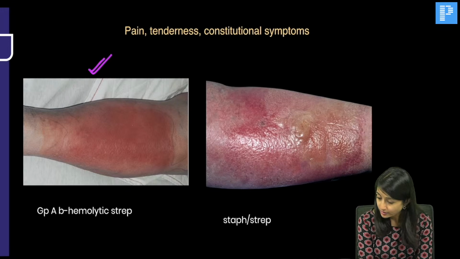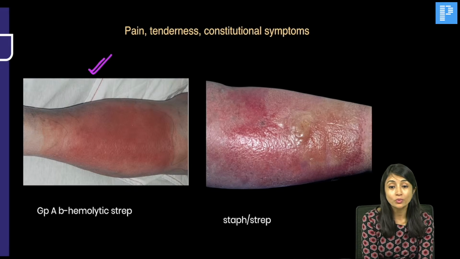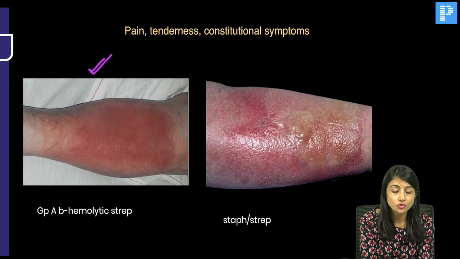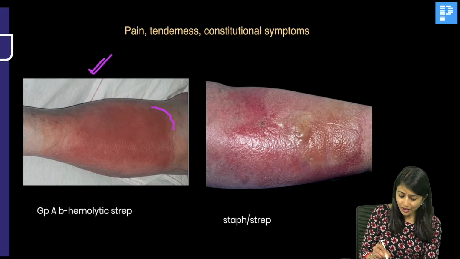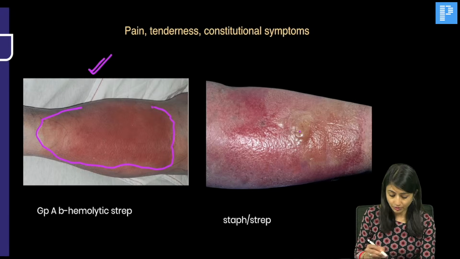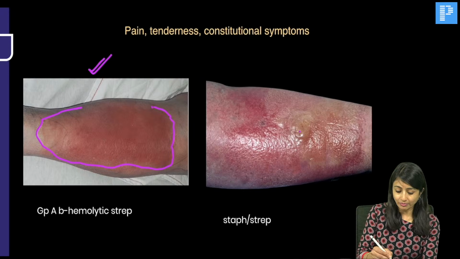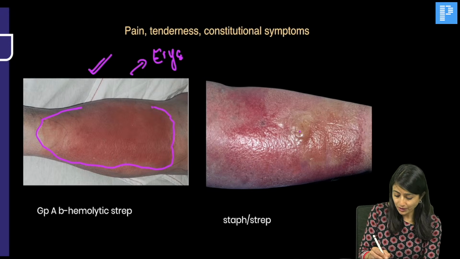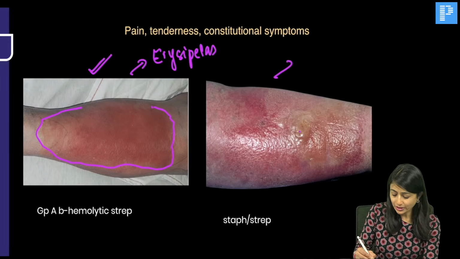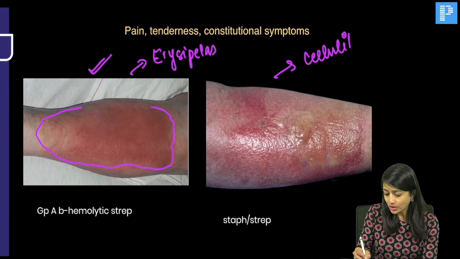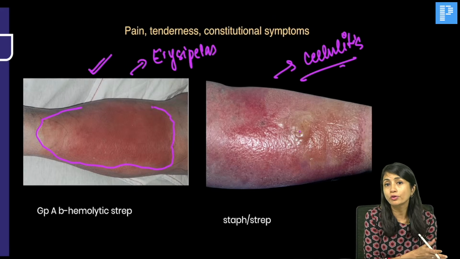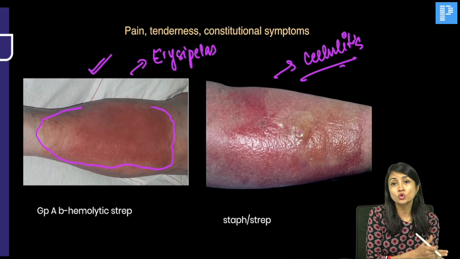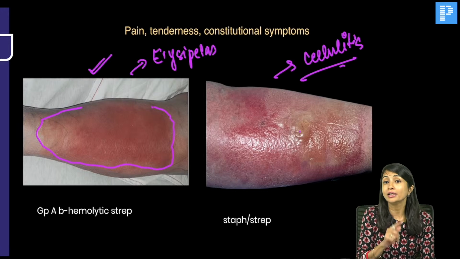Okay, listen to my question also. I said pain, tenderness, constitutional symptoms with a well demarcated erythematous plaque, and this image specifically has a clearly well demarcated border. In here, I am not able to make out the well demarcated border, but here I can. So, this is erysipelas, and this is most likely cellulitis. In the question, erysipelas is more superficial. It affects the superficial dermal lymphatics, and so my lesion is very well demarcated.